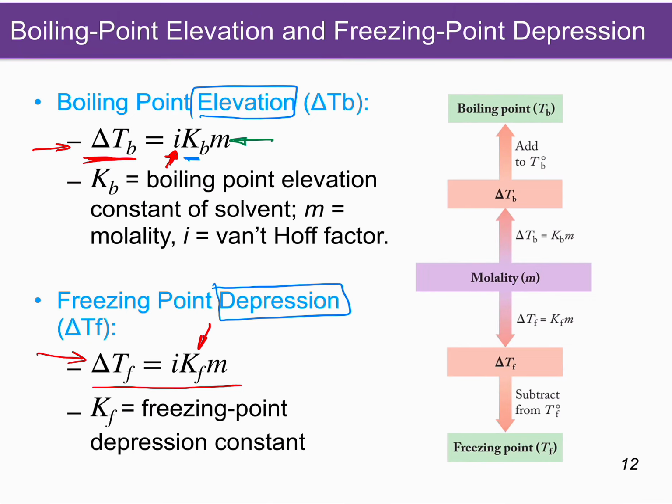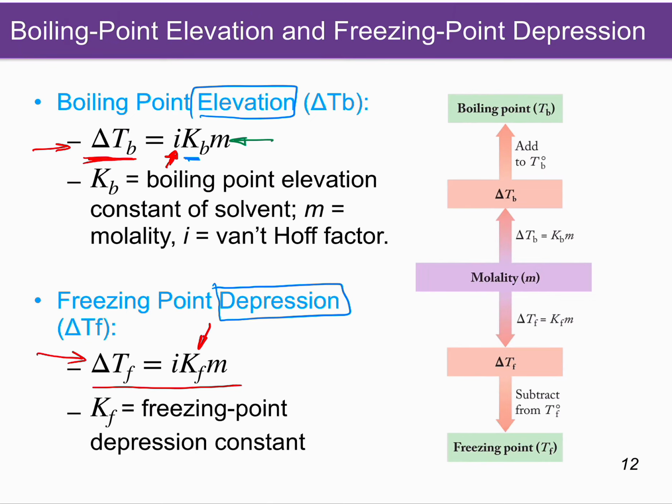Now the opposite would be the case for freezing point depression. If the delta TF also was 0.5 degrees Celsius, that would mean that the new freezing point is half a degree less than the regular pure freezing point, right? Because you got the word there, depression.